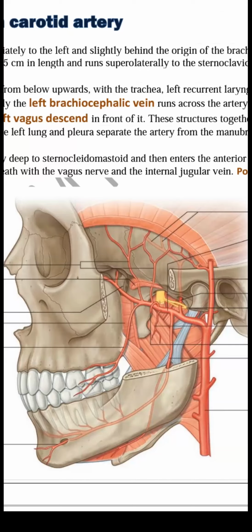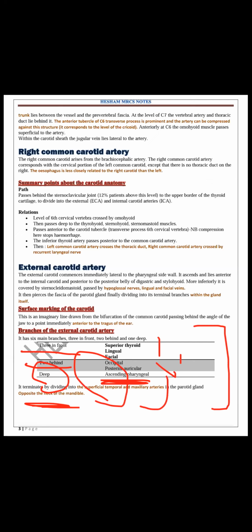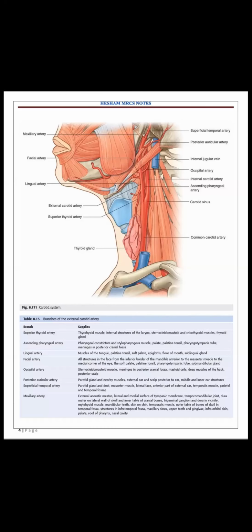Let's read this, as you see in the next page. These are branches of the external carotid. From the front, you have superior thyroid, lingual, and facial. Two from behind, these are occipital and posterior auricular. From its deep part, as it passes on the lateral wall of the pharynx, it gives you ascending pharyngeal artery, and it ends opposite the neck of the mandible by dividing into superficial temporal and maxillary. Then you have the next page, I will share. As you see here, they are the branches of the external carotid. I have collected them here.